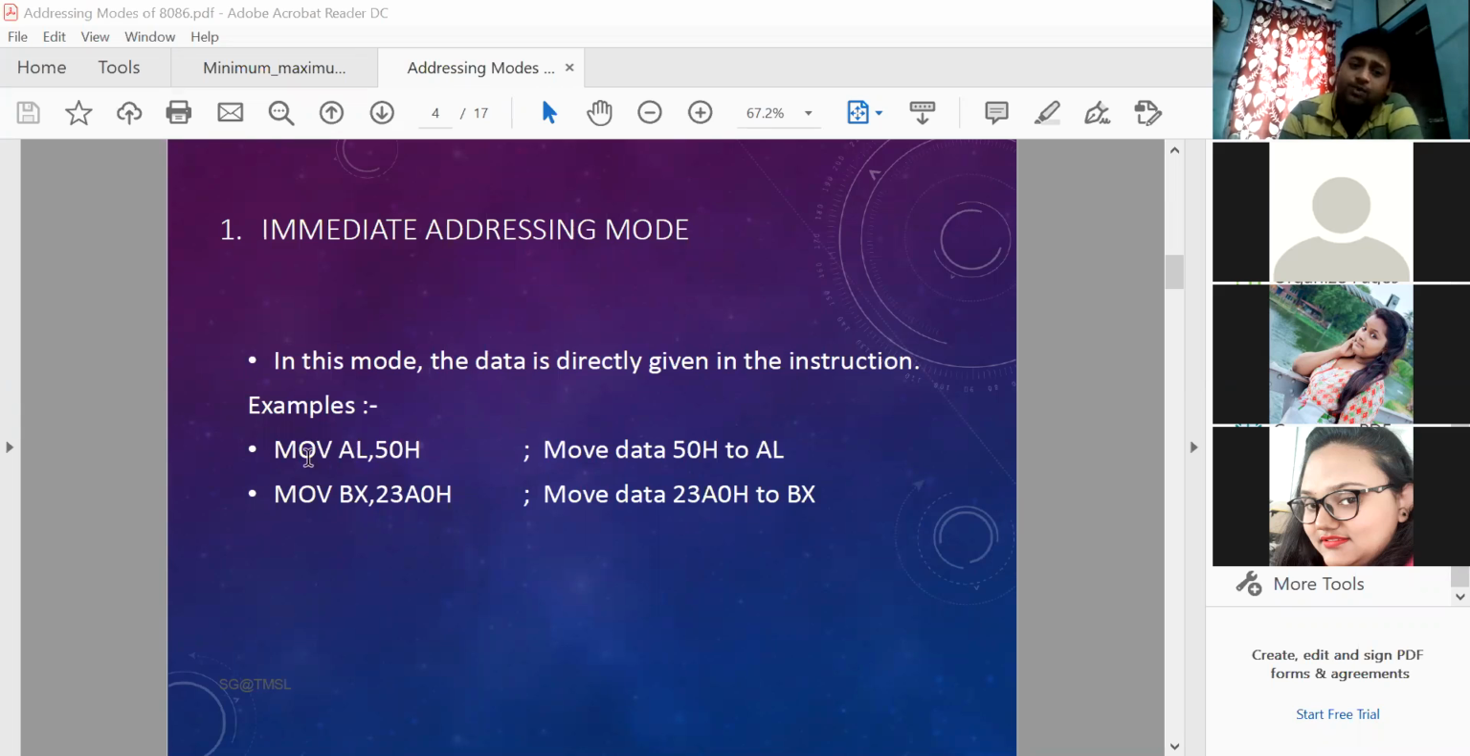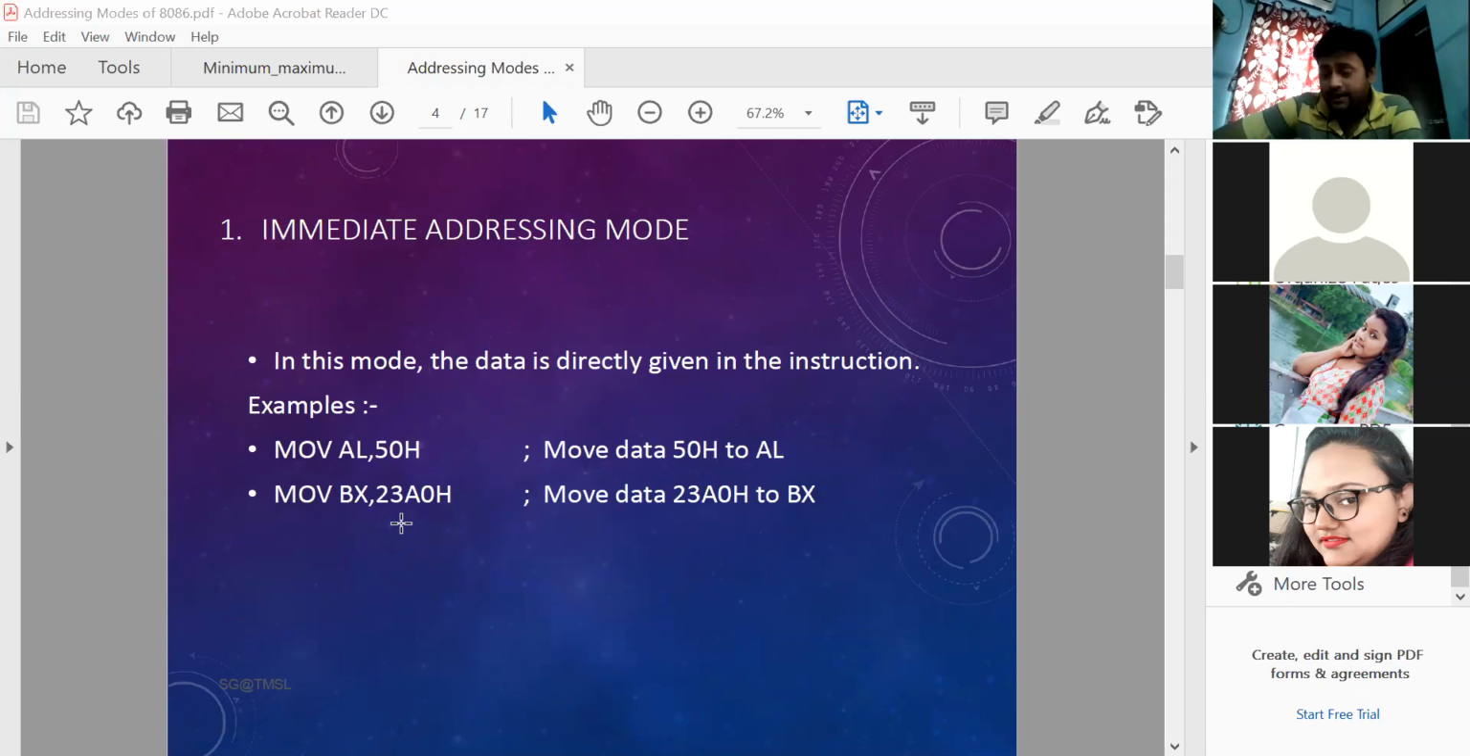You can write it as MOV AH, 50 also, no problem. You can write it as BH, 50. You can write it as BL, 50, DH, 50, DL, 50, or CH, 50 or CL, 50. In the same way, for the second instruction, like MOV BX, 23A0, you can write it as MOV AX, 23A0 also. You can write it as MOV CX, 23A0 and MOV DX, 23A0.